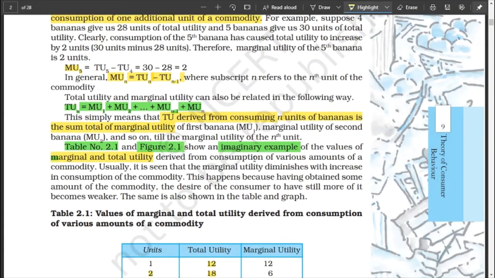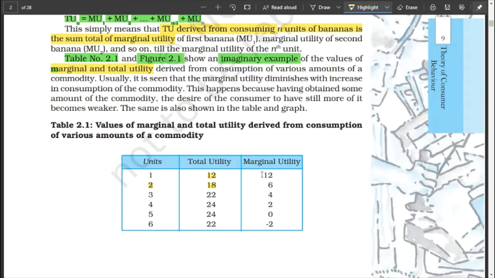Let's look at the table again. What is the marginal utility here? By consuming one unit, one slice of bread, I get 12 total satisfaction, only 1, n is equal to 1. So what is the marginal utility of the first unit, the n unit? It is the total utility of that unit minus the preceding TU(n), because the first is the n unit, minus n minus 1, which means 1 minus 1 is 0. I haven't consumed anything, so 12 minus 0 is 12.